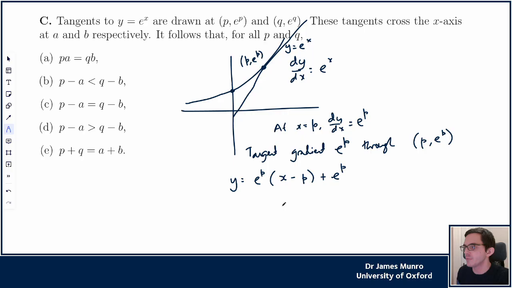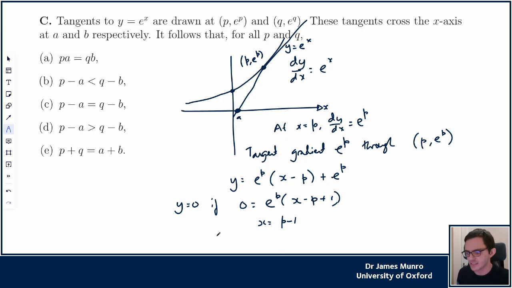We're asked about the point where this tangent crosses the x-axis. So I suppose that happens when y is equal to 0. So that would be when 0 is e to the p, (x minus p), and I'm going to bring this e to the p term on the end inside here as well. e to the p is not 0, so I can divide by e to the p, and I'll get x is equal to p minus 1.